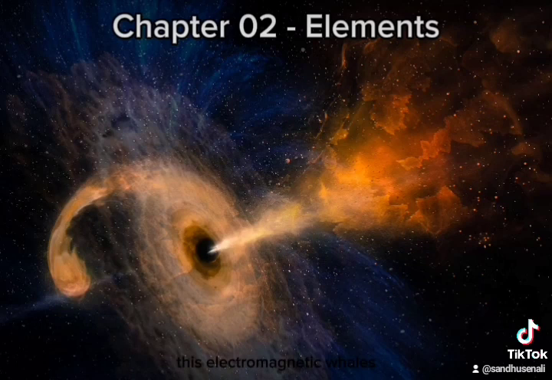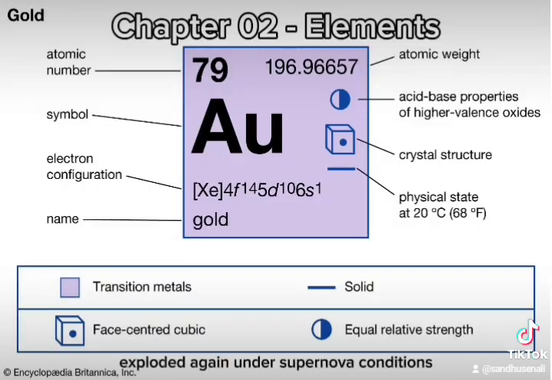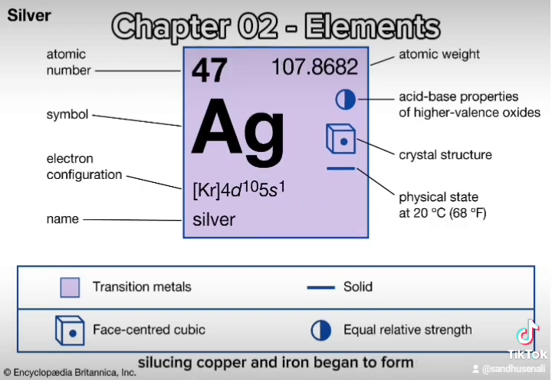These electromagnetic waves gave rise to billions of sun-like clouds that produced the elements which exploded again under supernova conditions. Under these conditions, heavier elements such as gold, silver, zinc, copper and iron began to form.